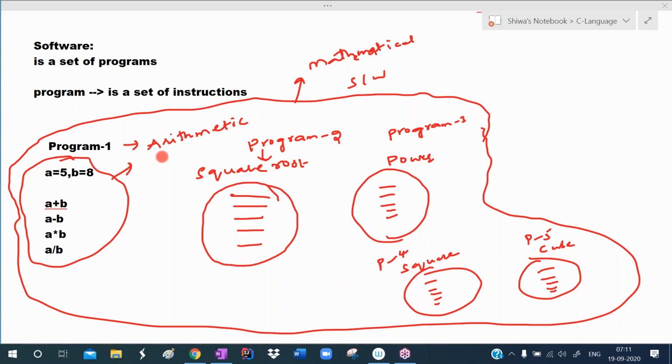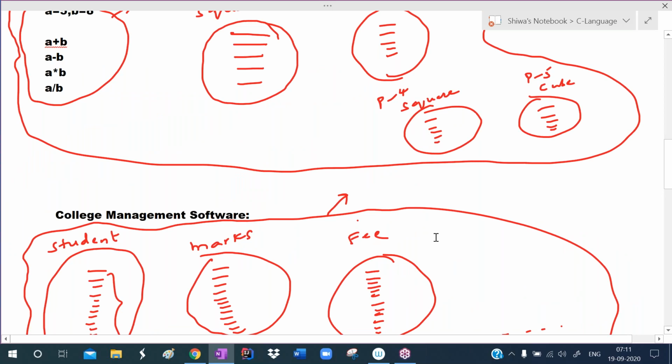So what is a software? It is the set of programs, where a program is a set of instructions. So you take any software, some set of programs will be there. In the program, a set of instructions will be there.